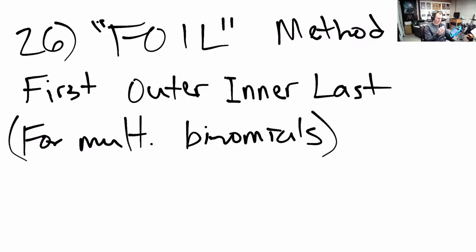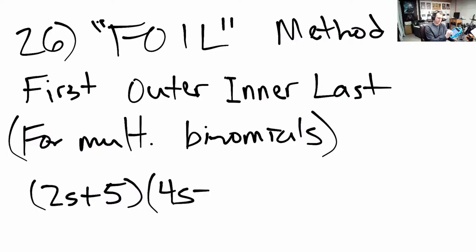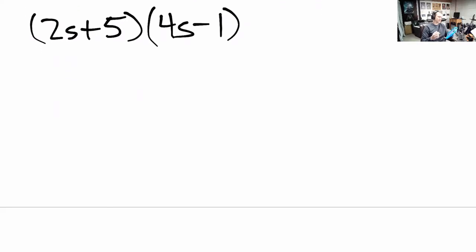And I'll example it with problem 26. Which says to multiply 2s plus 5 times 4s minus 1. So we've got two binomials. Each of these things has two terms, a first degree term and a constant term. And I'm going to just underline here the first term of each. So the FOIL method says that we're going to multiply the first terms together.